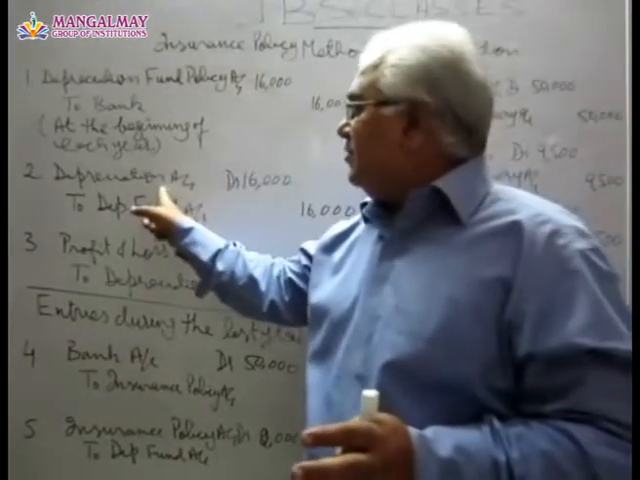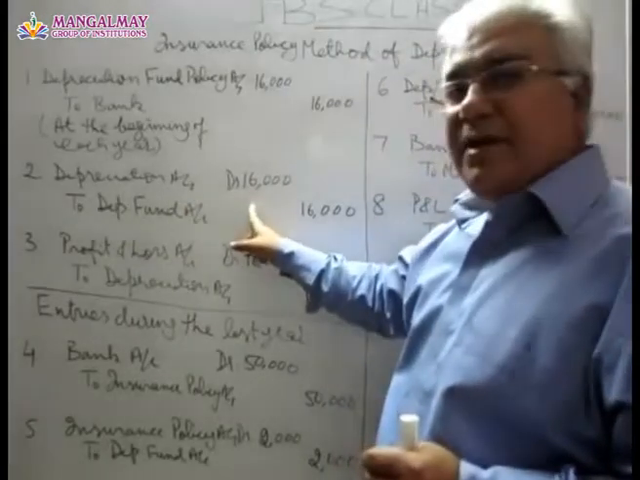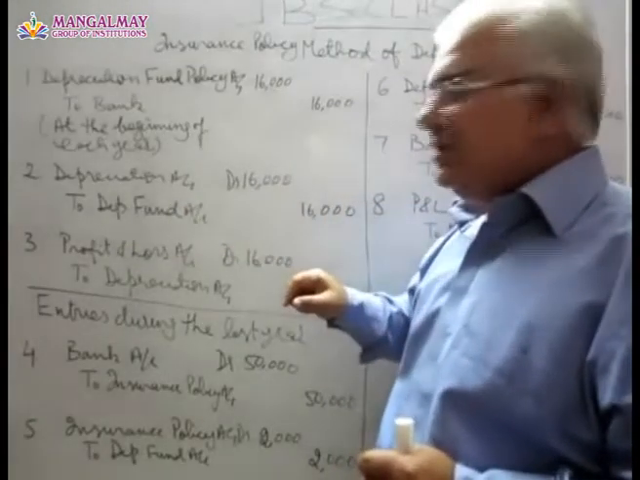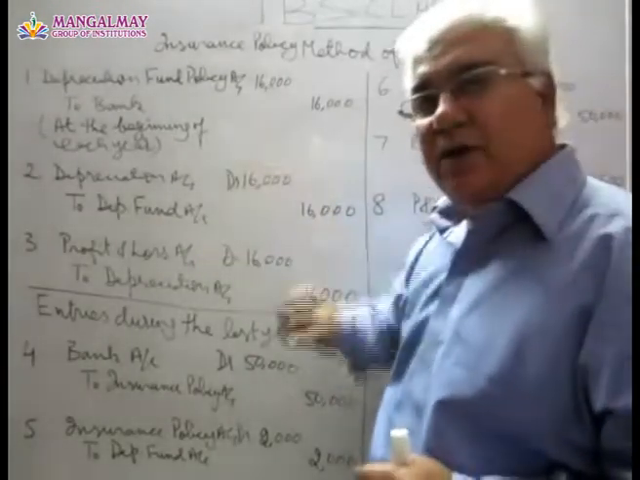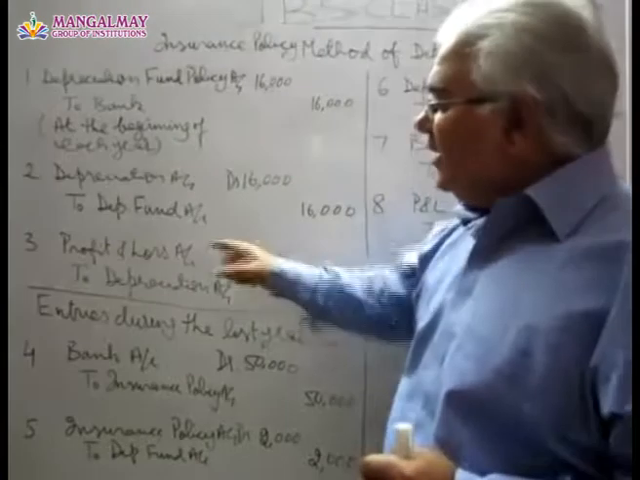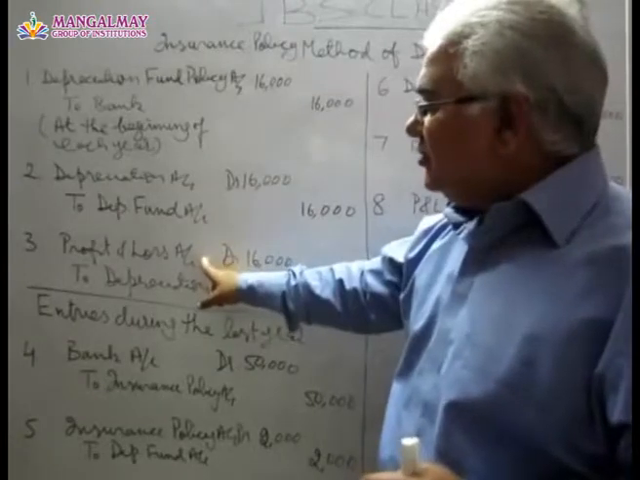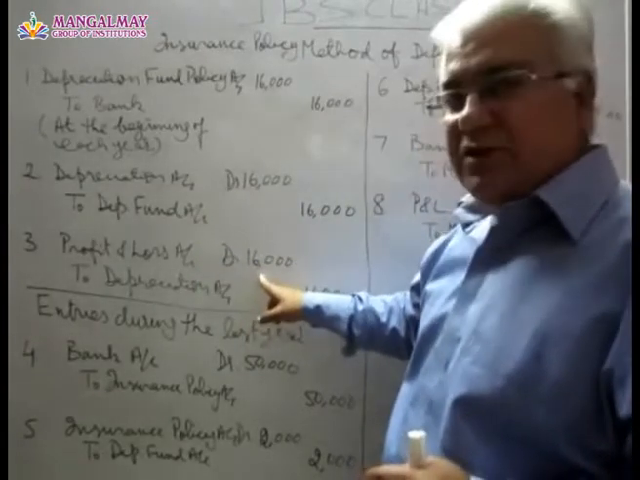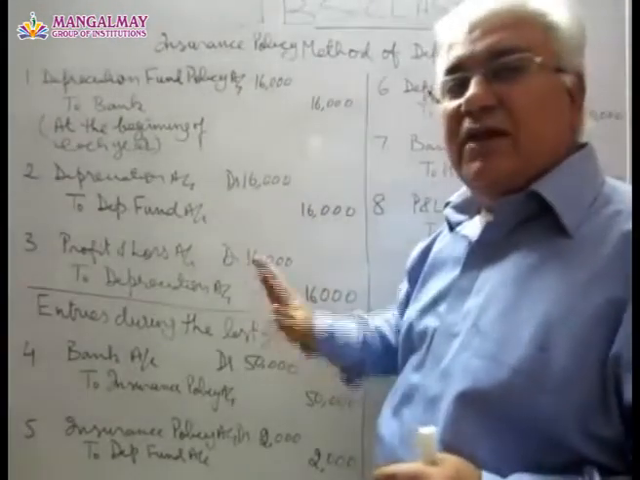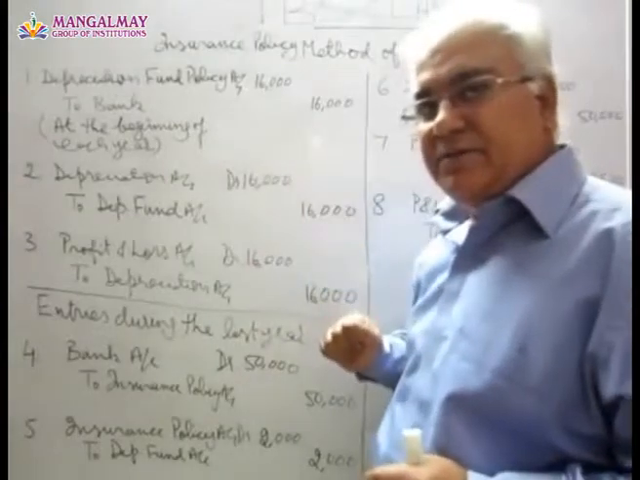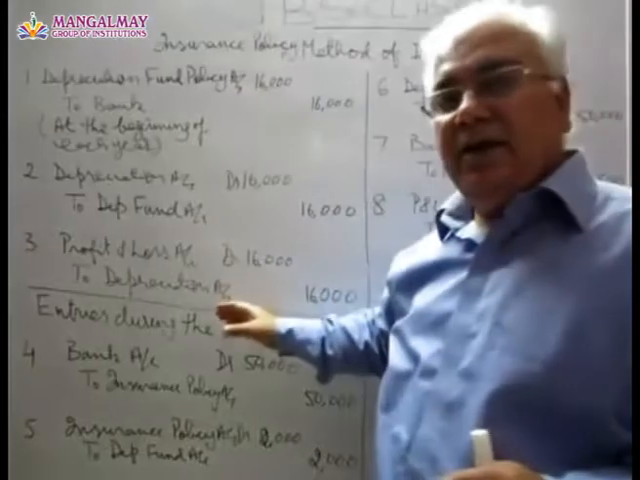So this entry is for making payment to the insurance company. Second, depreciation account debit to depreciation fund account. This entry is made at the end of each year. This is basically charging of depreciation and creation of depreciation fund account. Third entry is charging our profit and loss account with depreciation account, 16,000. All these three entries are made throughout the life of the asset, all the years. But in the last year, of course, these three entries will be made.